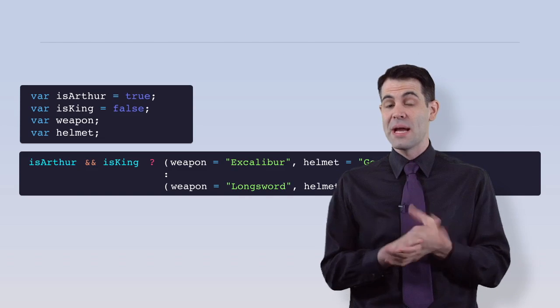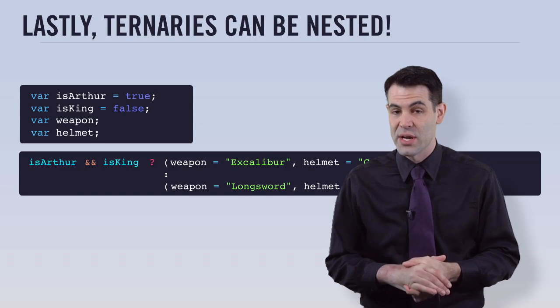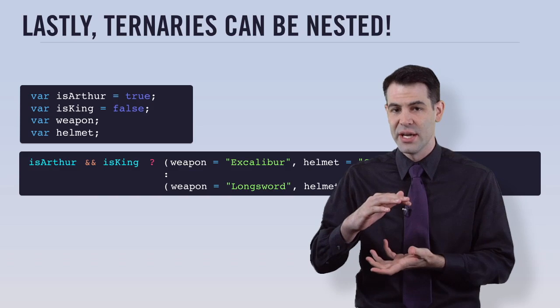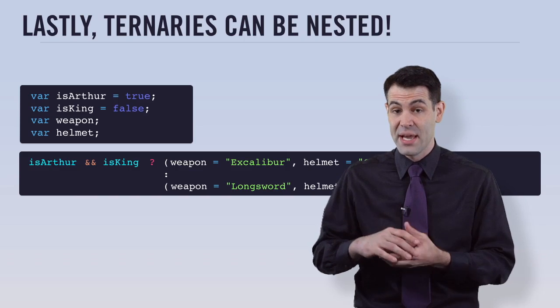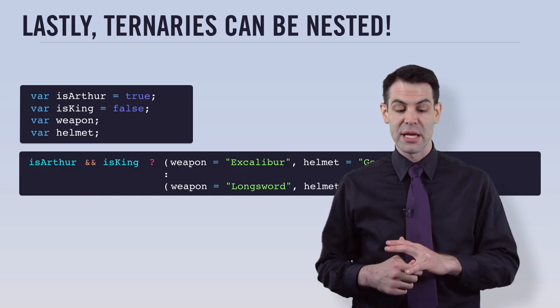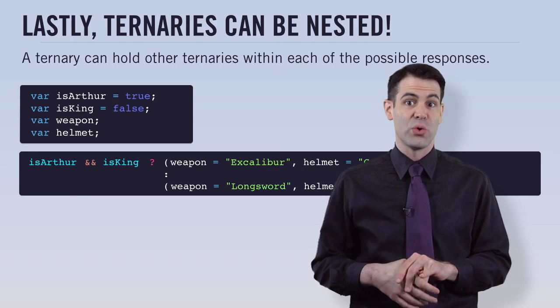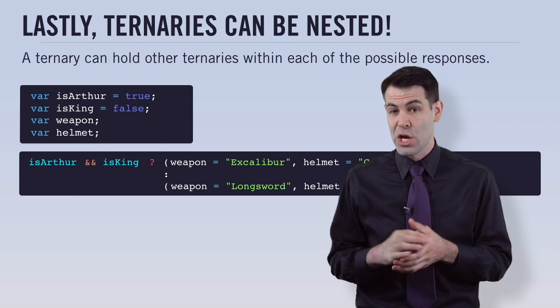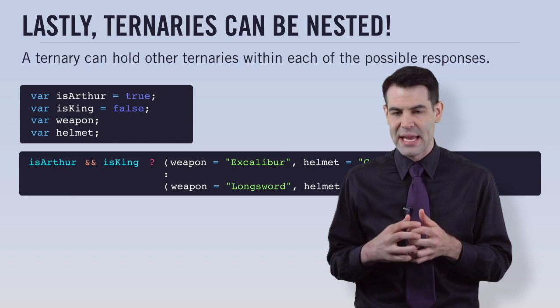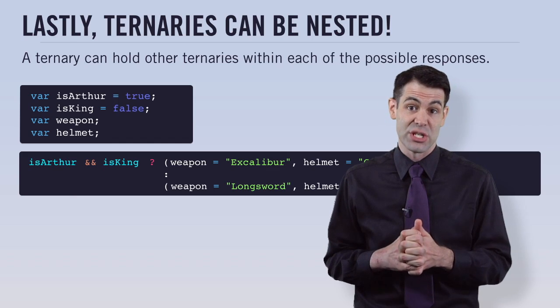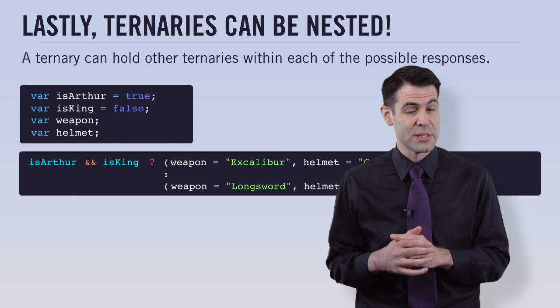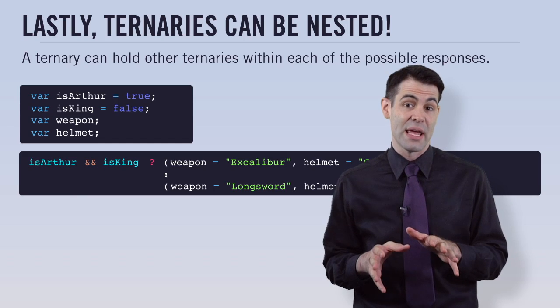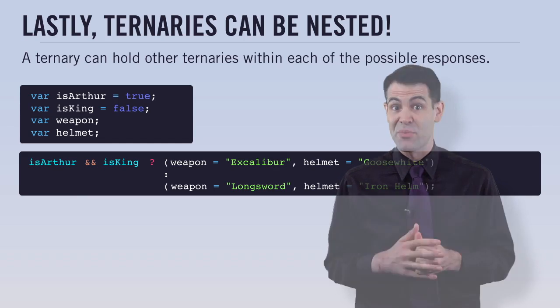One more thing you might see associated with ternary conditionals, especially under the hood of some JavaScript frameworks, is the nested ternary conditional. A ternary can actually hold other ternaries within each one of the possible responses. You don't want to do this too much because it can get very dense and slightly challenging to read, and we always want to be worried about legibility, right? But we want to make sure, again, that you're fluent with this type of code.